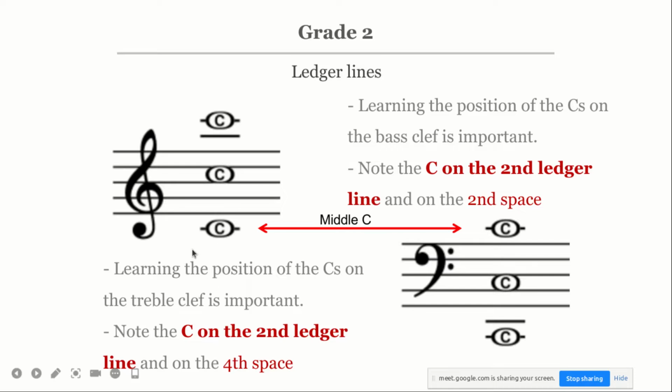And then remember the middle C between the clefs, that is between the treble clef and the bass clef. And then remember the other C is inside the staff. It's the third space on the treble clef and the second space on the bass clef. If you can master the position of the C's, then you will not have a problem with knowing the letters on the ledger lines. Just remember, far above the treble clef, we have the second ledger line C, and then low below the bass clef, we have the second ledger line C. Both of them are the second ledger lines.